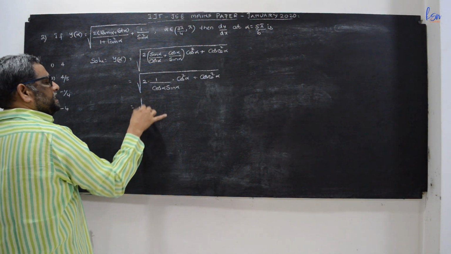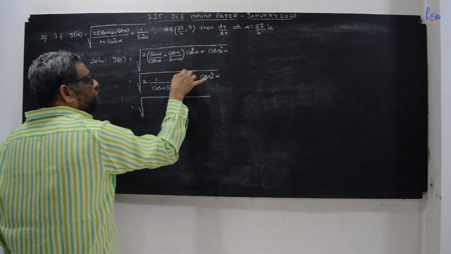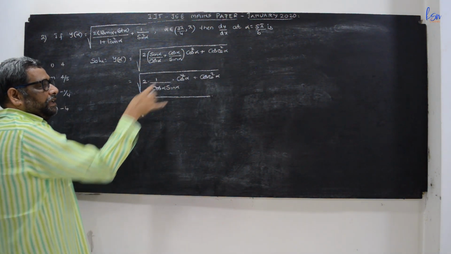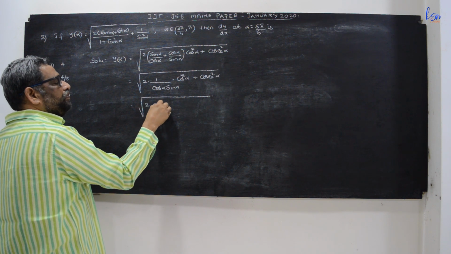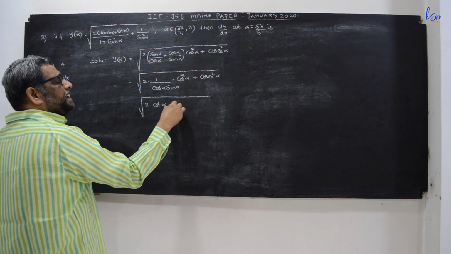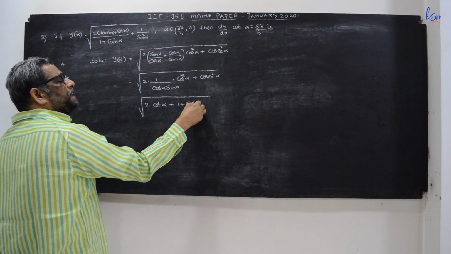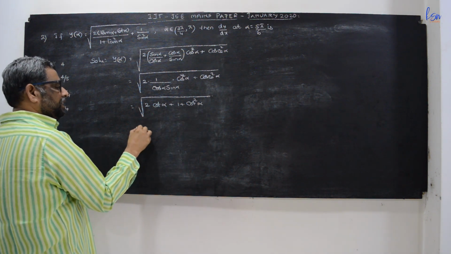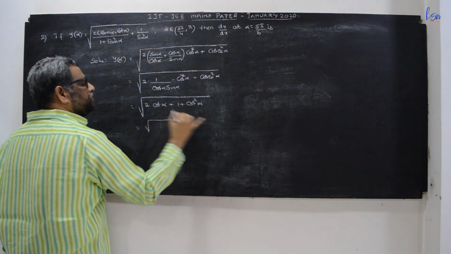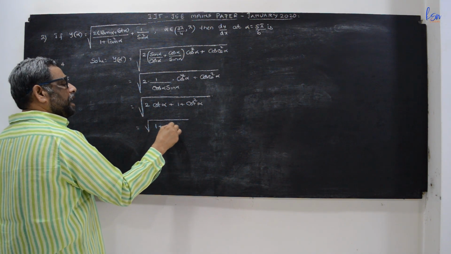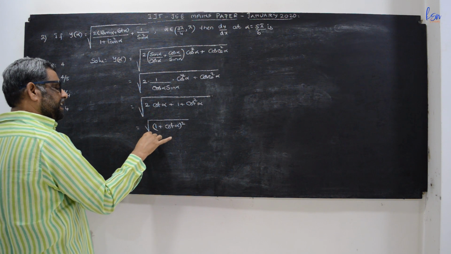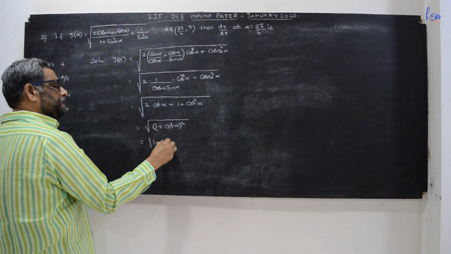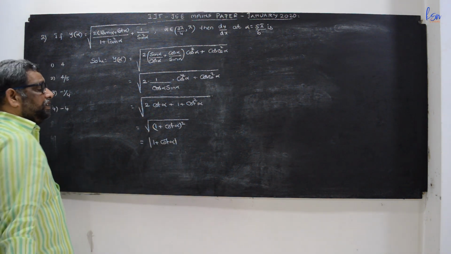This can be written as, one cos alpha will get cancelled. Cos alpha by sin alpha is cot alpha, so 2 cot alpha plus cosecant square alpha can be written as 1 plus cot square alpha. This can be written as square root of (1 + cot alpha) whole square. This can be taken as modulus of 1 plus cot alpha.